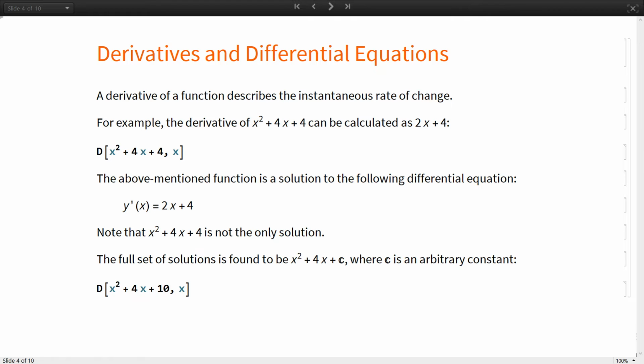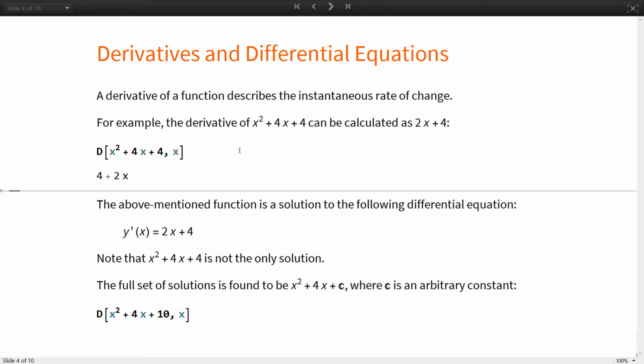We mentioned that differential equations involve equations of functions and their derivatives, so we should quickly review the derivative and equations involving derivatives. A derivative of a function describes the instantaneous rate of change of that function. For example, the derivative of the polynomial here can be calculated to be 2 times x plus 4. This result can be obtained using the power rule for derivatives, or more easily using the Wolfram Language D function. The quadratic polynomial above can then be said to be a solution to the differential equation here, since the derivative of that function equals 2 times x plus 4.